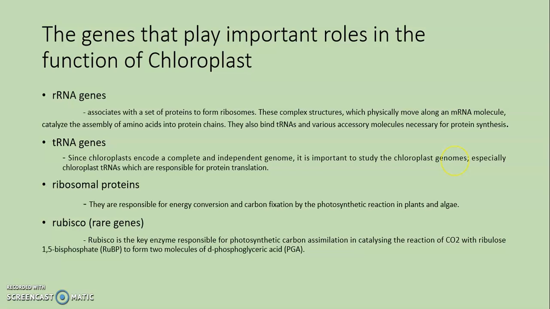So, what are the genes that play important roles in the function of chloroplasts? First of all is rRNA genes, which are associated with a set of proteins to form ribosomes. This complex structure physically moves along mRNA molecules and catalyzes the assembly of amino acids into protein chains. They also bind tRNAs and various accessory molecules necessary for protein synthesis.